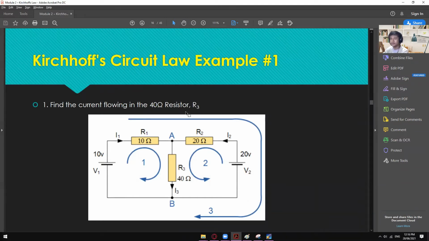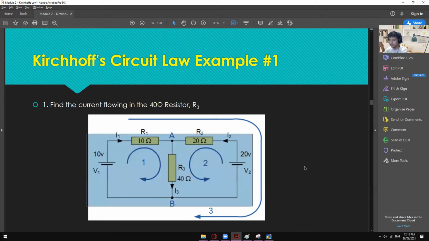Our main goal is to find the current flowing in the 40 ohm resistor R3. We can already identify I1 and I2, but what about I3? We have two voltage sources right here. If you take a look at this one, we have a current that will flow right here, and then another current that will flow right here. So we could say that I1 plus I2 is your I3 right here.